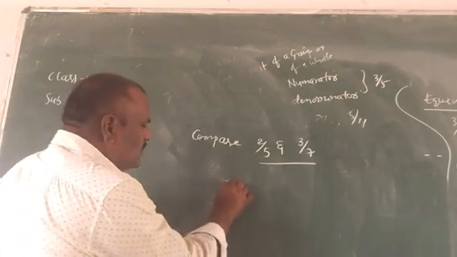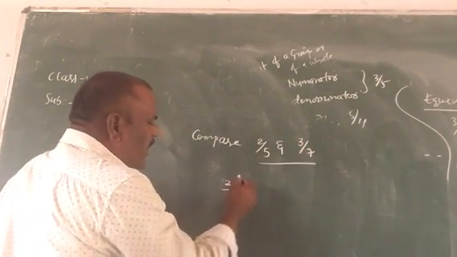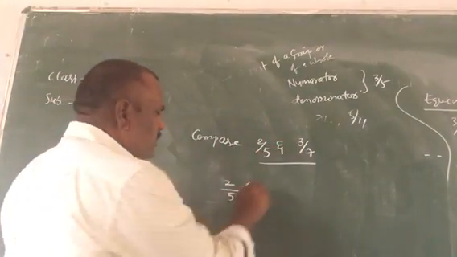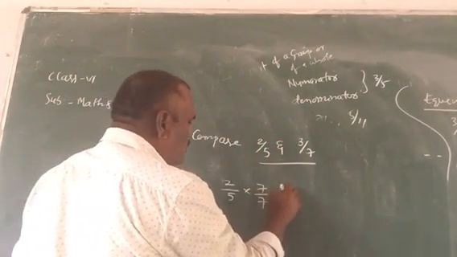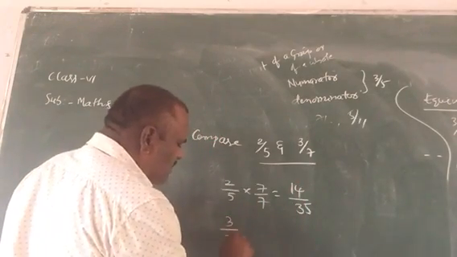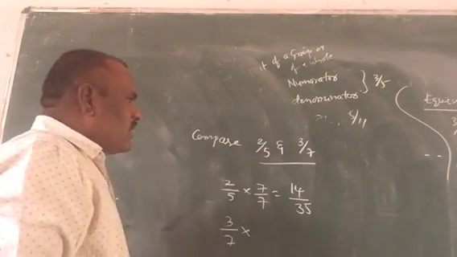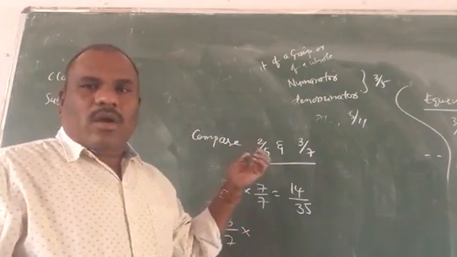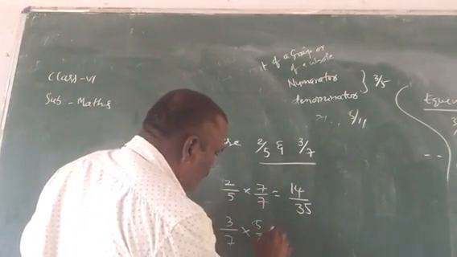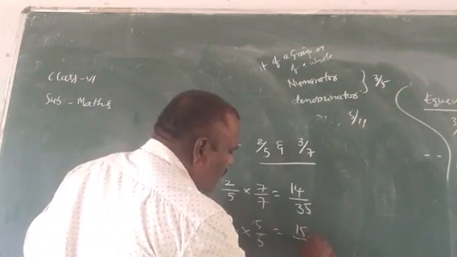For that, 2 by 5 into, you multiply the first fraction with the denominator of the second fraction, that is 7 by 7, equal to 14 by 35. Now 3 by 7 into, you multiply the second fraction with the denominator of the first fraction, that is 5 by 5, which implies 15 by 35.